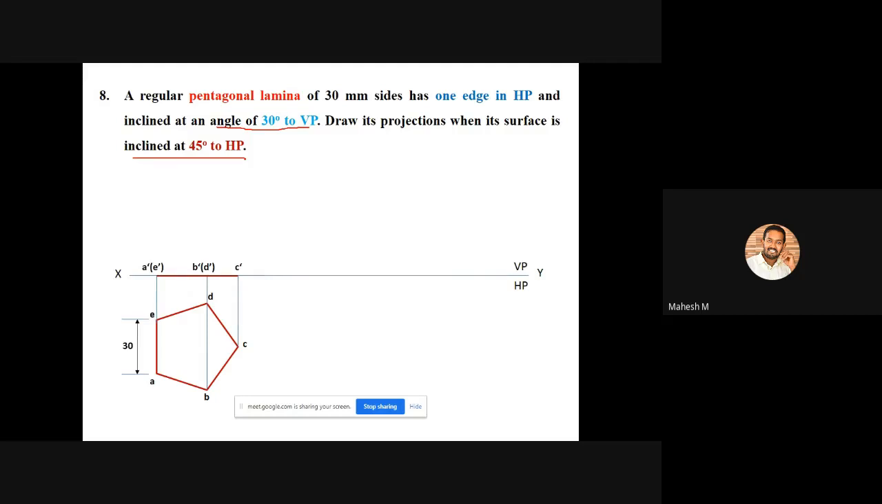Okay. So now we have created the normal front view and top view. So after creating this, you can create an inclined front view and top view.